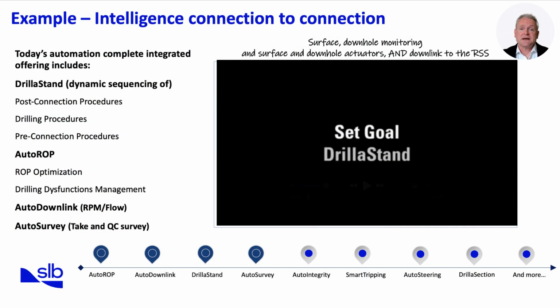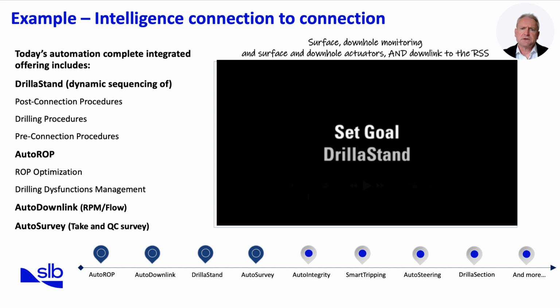Here we see how intelligence is applied from connection to connection. Automation today delivers a complete suite of integrated functions: Driller Stand for automated sequencing, Total ROP for penetration optimization, auto downlink for tool control, auto survey for automated survey management, and smart tripping for safety.